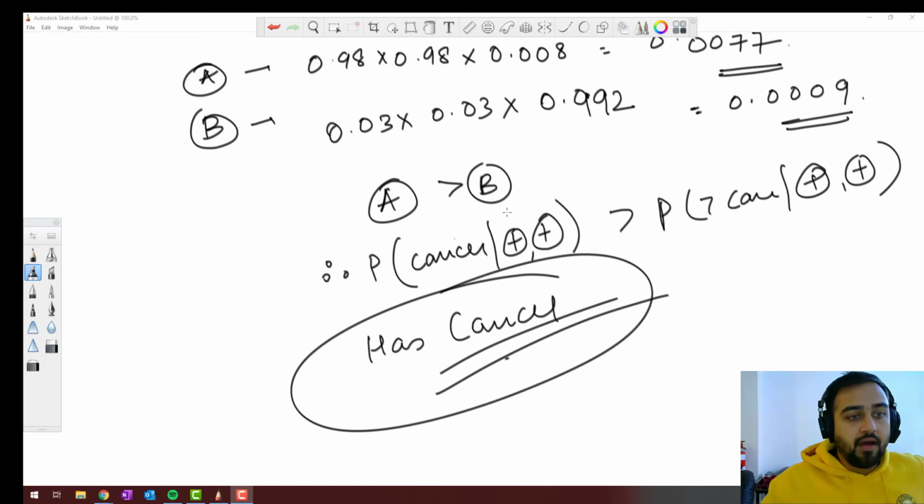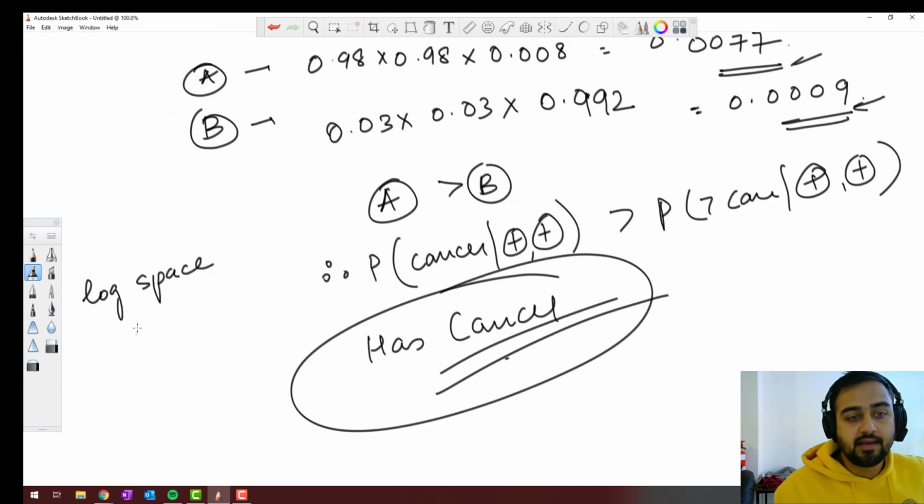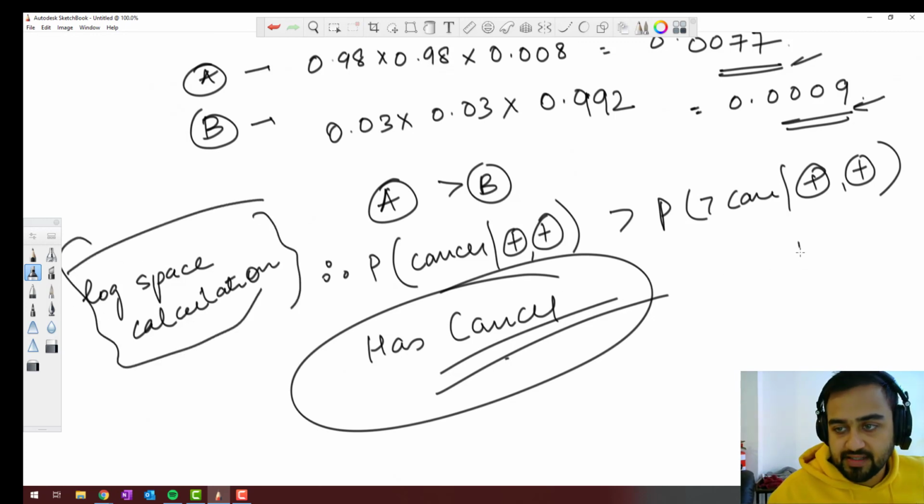Now you must notice that at every step, these probabilities are getting smaller and smaller, right? This is because of log space calculation. This is just an additional detail. You can search on it. But that is how we reduce our hypothesis space to shorten down our possibilities.